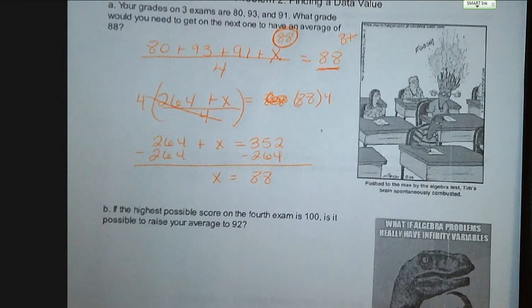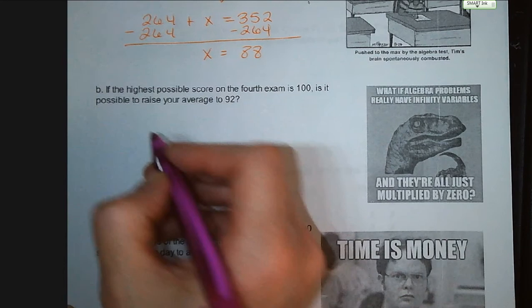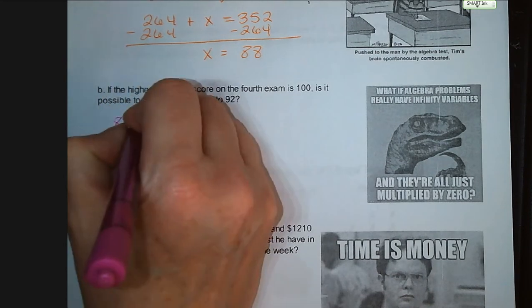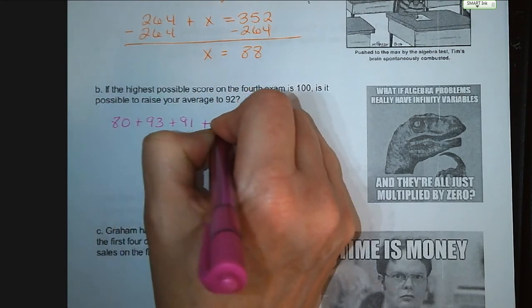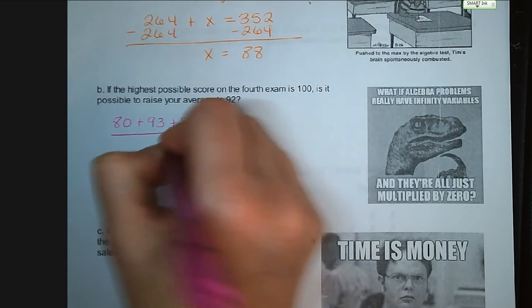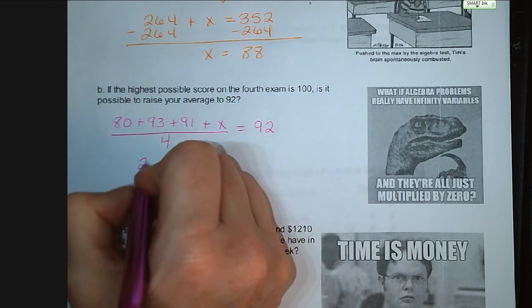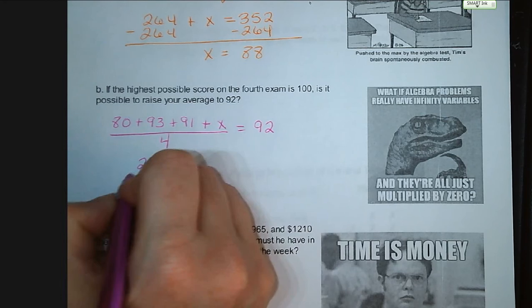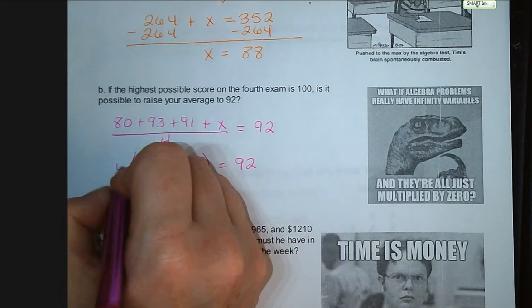All right. Now the question is, if the highest possible score on the 4th exam is 100, is it possible to raise your average to 92%? Well, we're going to start off with the same thing. We have our 3 data values and our unknown, and we're dividing it by 4. We want to know, can we get a 92? So we set it equal to 92. Same thing, (264 + x) over 4 now is equal to 92. Multiply both sides by 4.